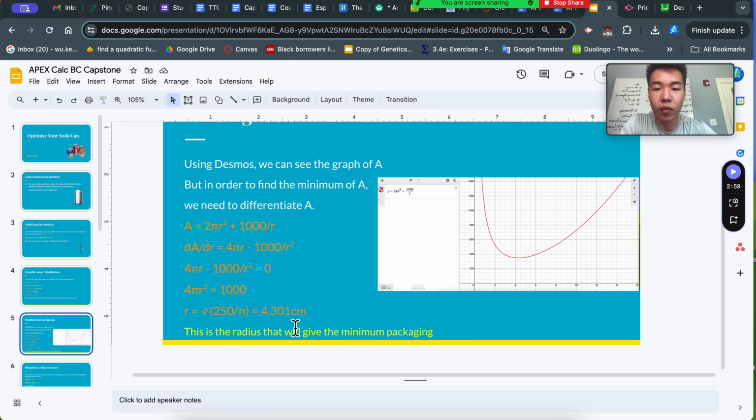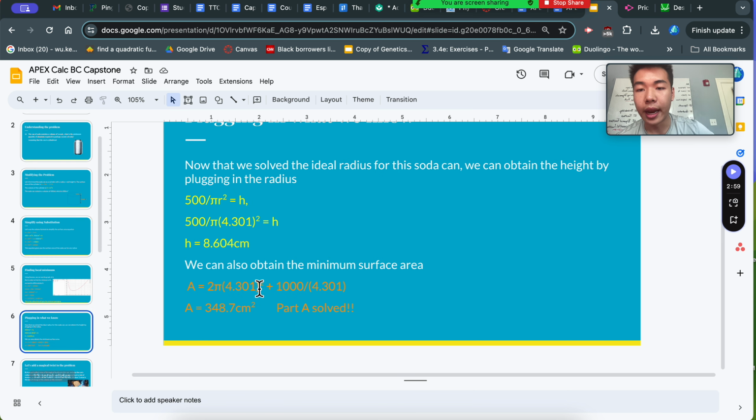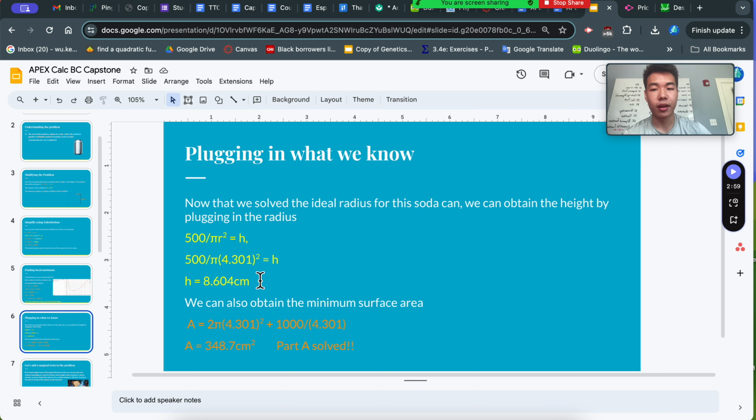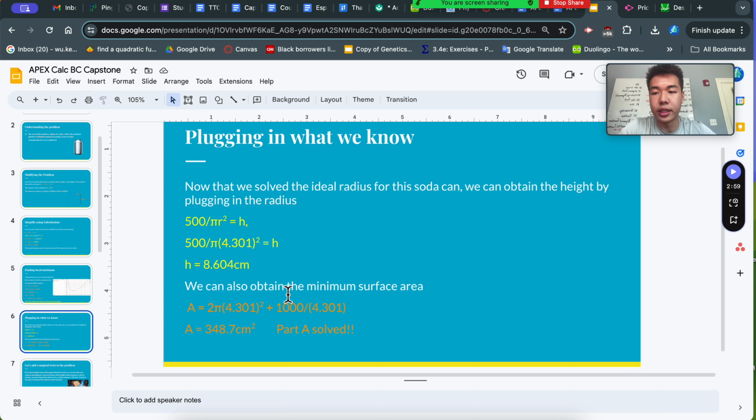So r turns out to be 4.301. Now this radius will give the minimum packaging. Okay, that is our ideal radius. Now we have the radius, we can therefore solve for the height and surface area. So using this equation, height equals, plug in the radius, we have h equals 8.604, and using our previous area equation, we plug in the radius found earlier, we get our surface area is 348.7.